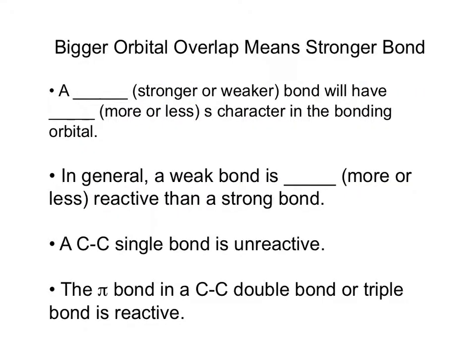Let's review, so stop the video and answer the first two questions. The answers are: a stronger bond has more s character, and a weak bond is more reactive than a strong bond. Note that a carbon-carbon single bond is unreactive, but the pi bond in a carbon-carbon double bond or triple bond is reactive. We will use these ideas later when we predict how organic compounds react to form products.